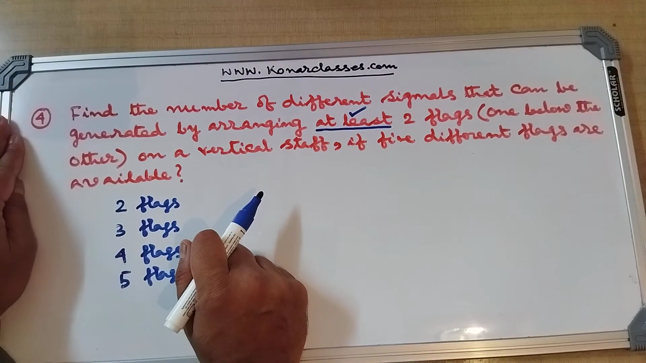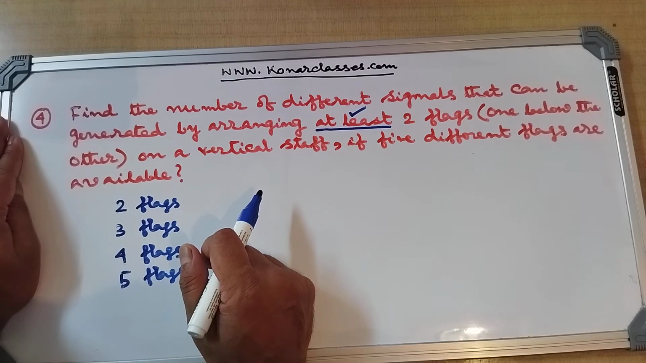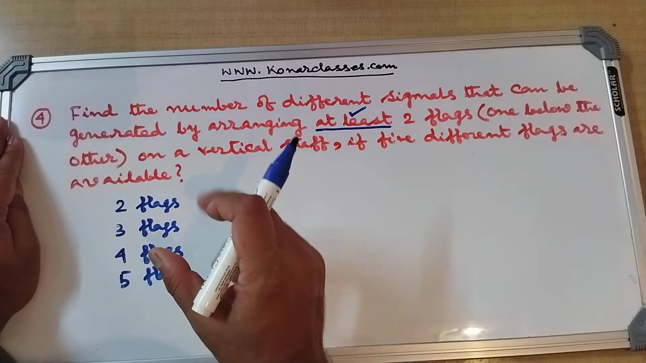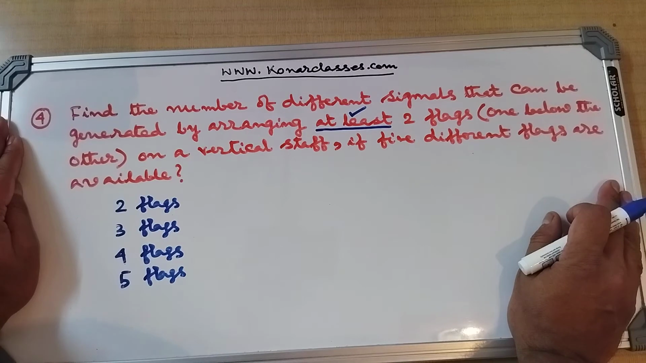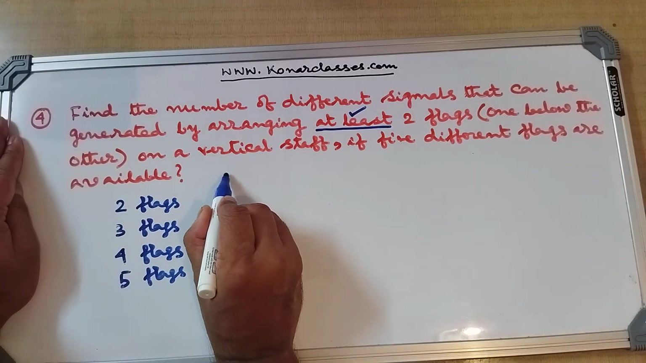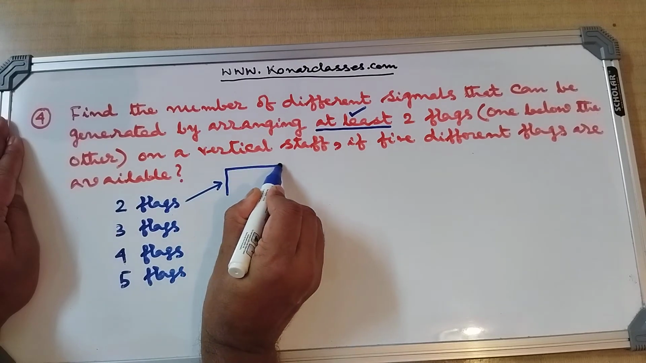Now let us count the possible number of signals consisting of 2 flags, 3 flags, 4 flags and 5 flags separately, and after that we will add them. Here we will bring in the principle of addition. Let's look into the 2 flag signals. There are 2 vacant places to be filled, right?